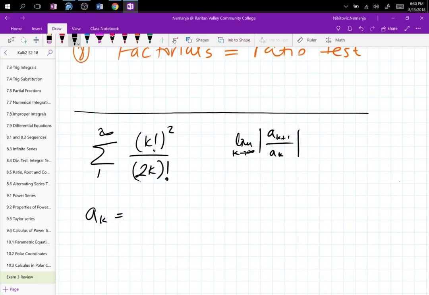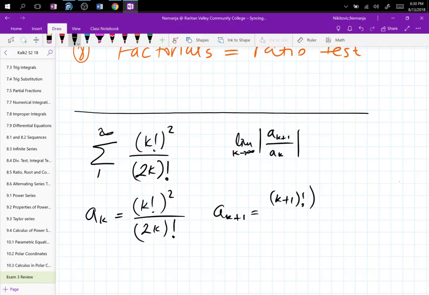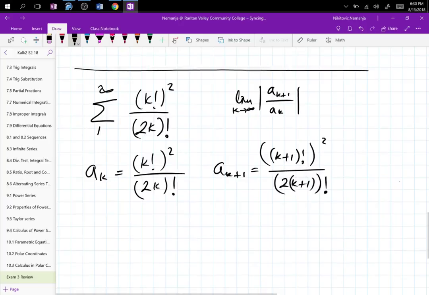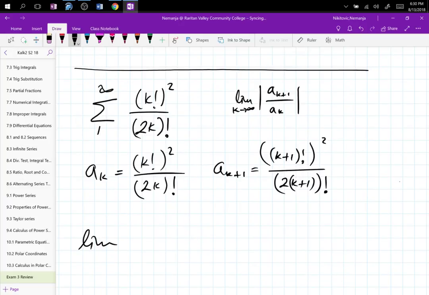a_k, in this case, is (k factorial) squared divided by (2k) factorial. And a_{k+1} is ((k+1) factorial) squared divided by (2k+2) factorial. So now I am going to skip a few steps by putting this and then times the flip of a_k.